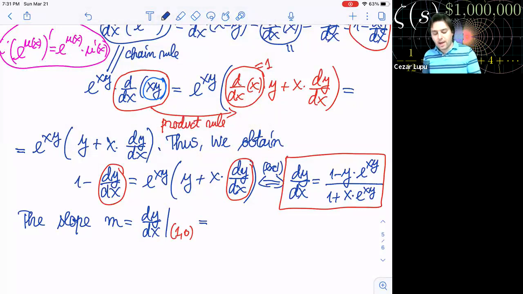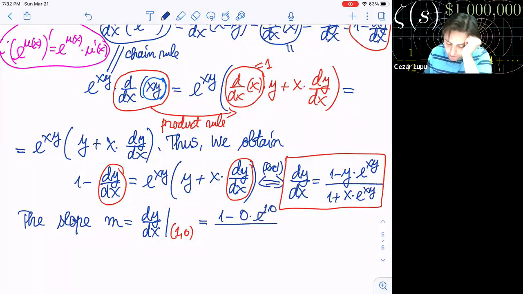Well, you can plug it in, x equals 1 and y equals 0, and we will get 1 minus 0 times e to the power 1 times 0, over 1 plus 1 times e to the power 1 times 0. This guy is what? Can you tell me? It is equal to 1/2, correct. All right, so the slope is 1/2, that's great.